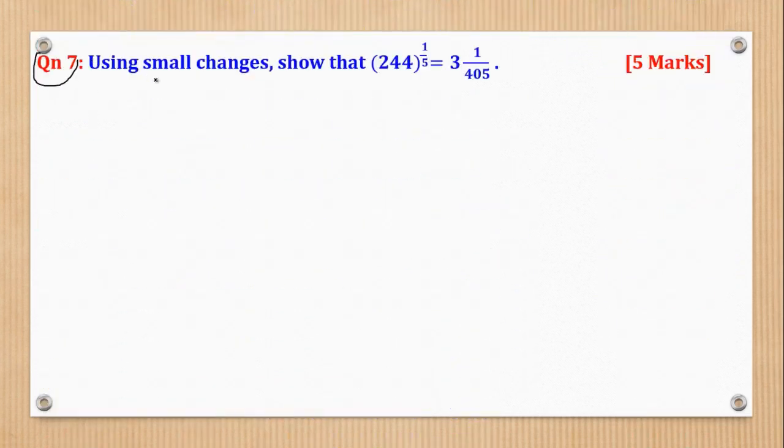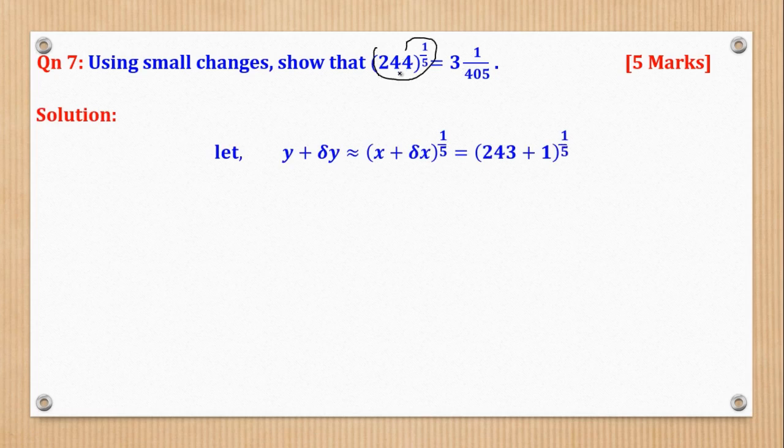So question 7 says, using small changes, show that 244 to power 1 over 5 is equal to this. So shall I say that let the expression of this be equal to y plus small change in y. So y plus small change in y will be equal to x plus small change in x to power 1 over 5. And from this can be written as 243 plus 1, where this is that and this is this.